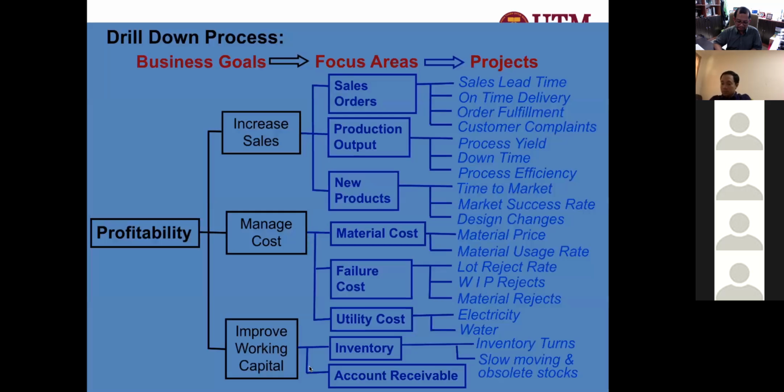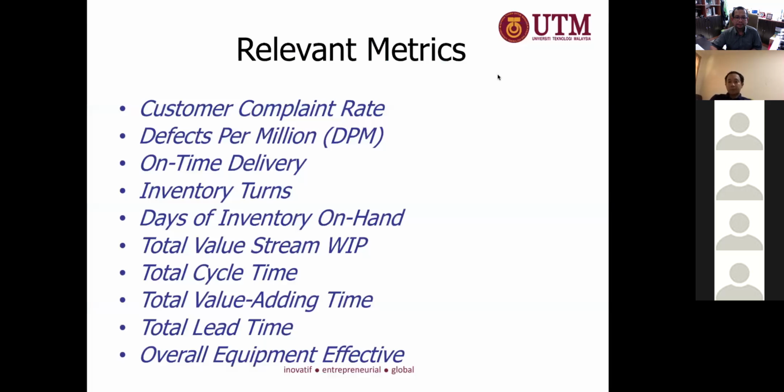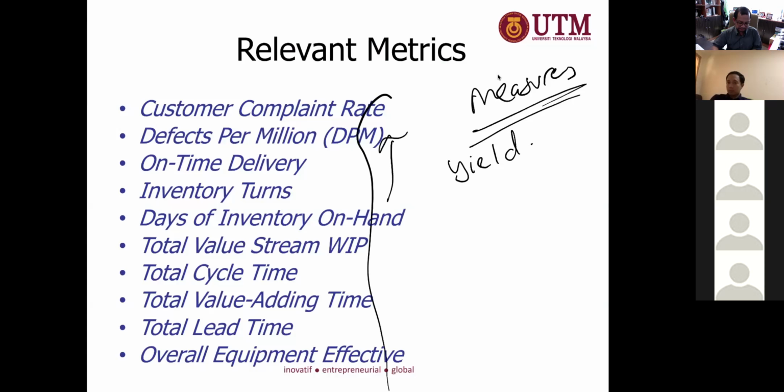And what else? These are maybe among the projects that you can do in your company for Six Sigma activity in order to give profit. If you want to do cost management, increase sales, improve working capital, these are among the projects that can be done in the company. And these are the measures that you can use for your improvement. This is your yield. You want to improve all of this.